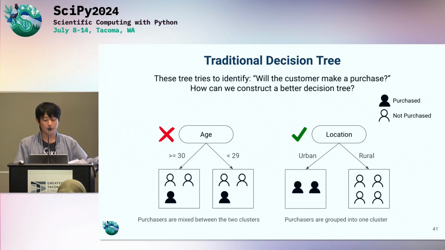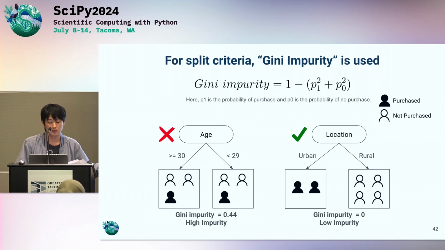Then, how can we quantify this judgment? For split criteria, we can use Gini impurity. Gini impurity can be calculated with this formula. The left tree has a Gini impurity of 0.44, a high impurity, and the right tree has a Gini impurity of 0, which means a low impurity. So using this metric, we can decide which tree is better, more objectively.